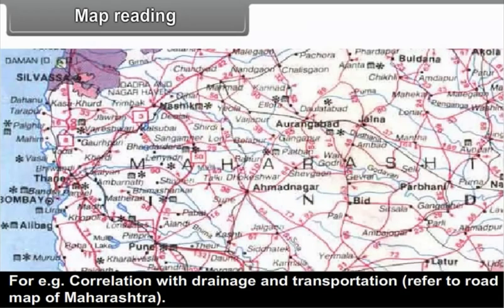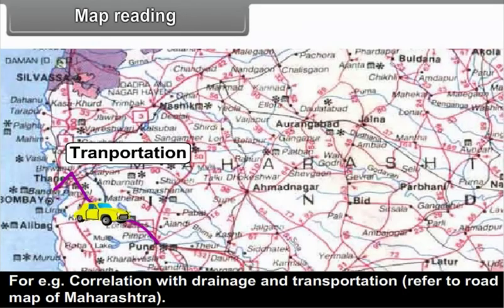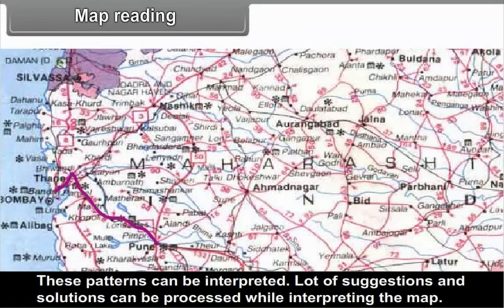For example, correlation with drainage and transportation. Refer to the road map of Maharashtra. These patterns can be interpreted. Lot of suggestions and solutions can be processed while interpreting the map.